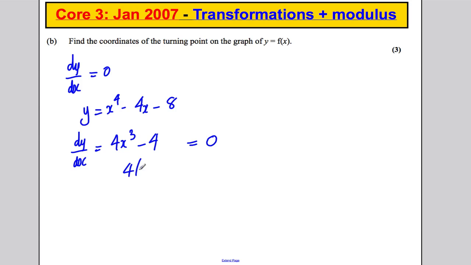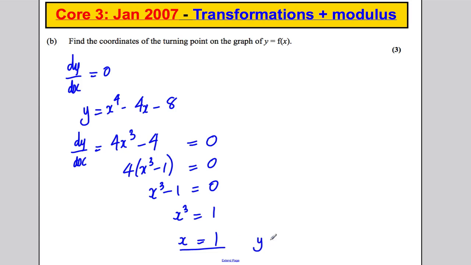You can factorise out a 4 and you get x cubed minus 1 is 0. Divide both sides by 4, and add 1 to both sides: x cubed is 1. Therefore x is the cube root of 1, and for real numbers the only answer is x equals 1. What's the corresponding y value? We'll substitute 1 back into the original function here, and you will get y is -11. So the coordinates are 1, -11. Done.